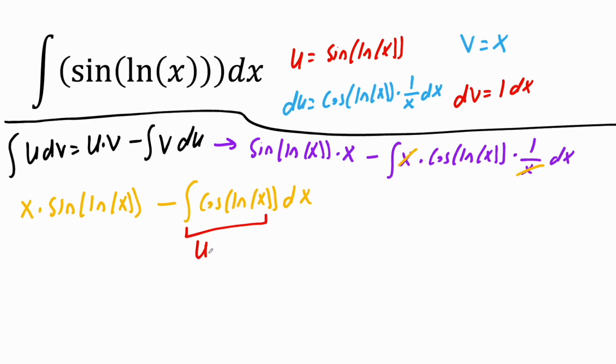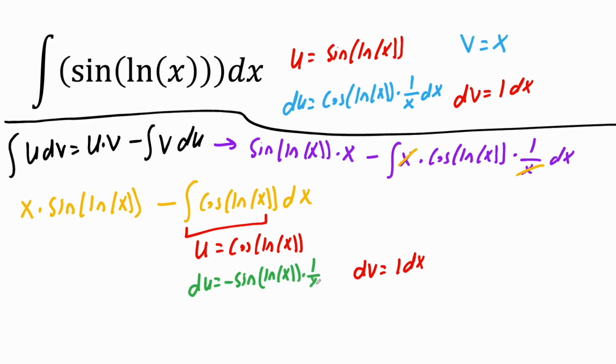So we can say that u is equal to cosine(ln(x)), and dv will say the same idea, 1 dx. And so our du will equal, the derivative of cosine is negative sine, so negative sine, we keep our inside piece, so ln(x), close it, times the derivative of ln x is 1 over x dx. And the integral of 1 will be x, so v is equal to x.